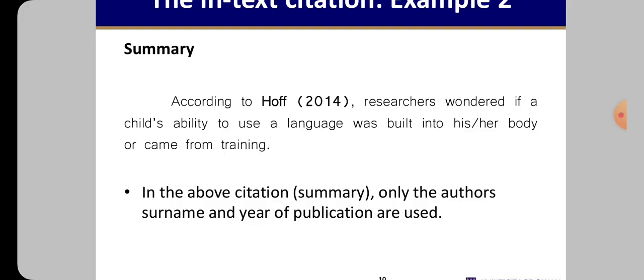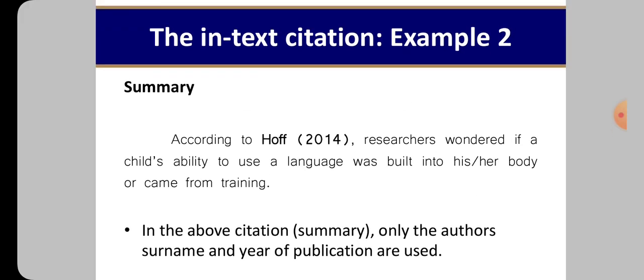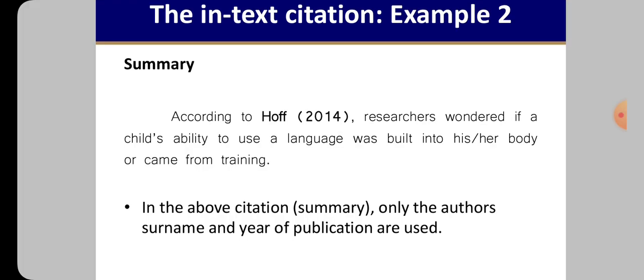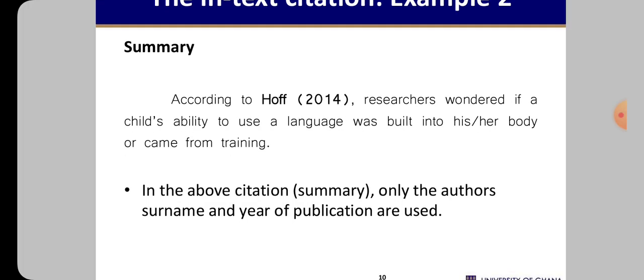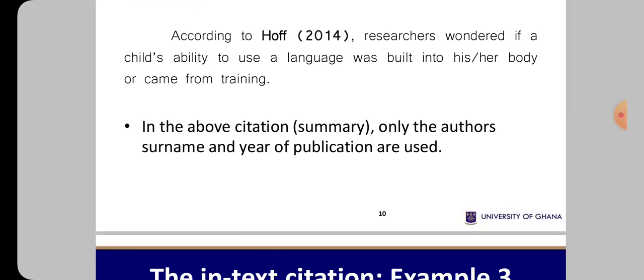So when you are summarizing, you don't quote it. That is it. But at the end of the day, you must cite where you got it from, so that if the person wants to find out whether it is true or false, he can quickly identify it. In a summary citation, only the author's surname and the year of publication are used.